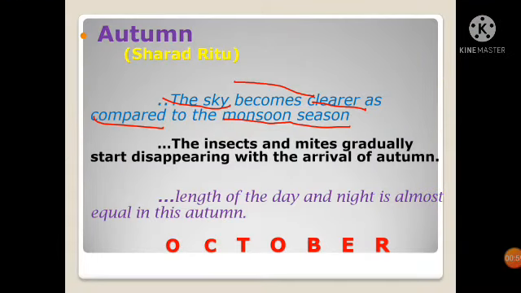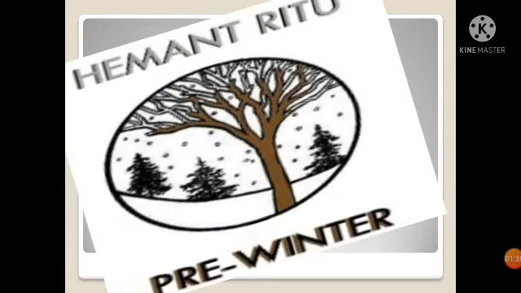And now talking about the length of the day, a very interesting thing happens over here. The length of the day and night are almost equal in autumn. Say that. The length of the day and the night is almost equal in this season.